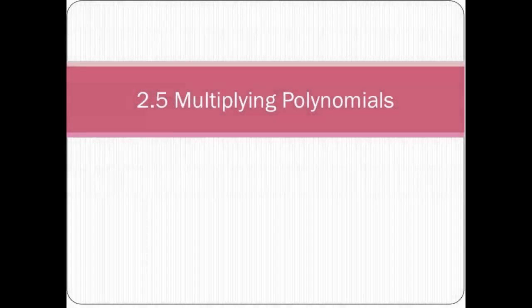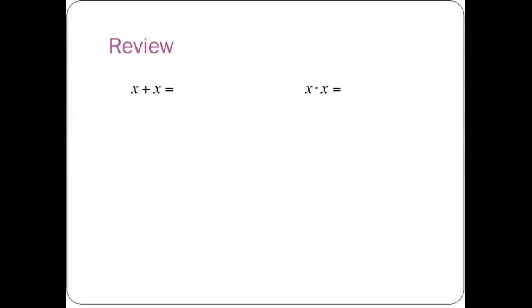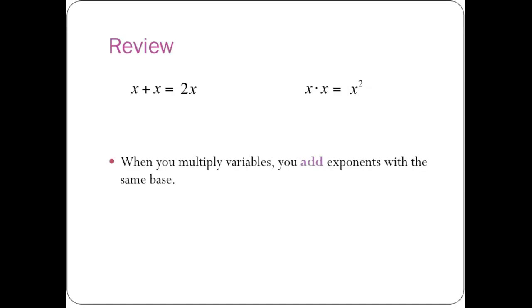Today we're going to be talking about multiplying polynomials. Now just as review, remember that when we add x plus x, that becomes 2x. But when we multiply x times x, that becomes x squared. So remember, when you multiply variables, you add exponents that have the same base. So in that last one, x times x, that's really x to the first times x to the first, and you're adding the 1 and the 1 to get the 2 in the exponent in x squared.